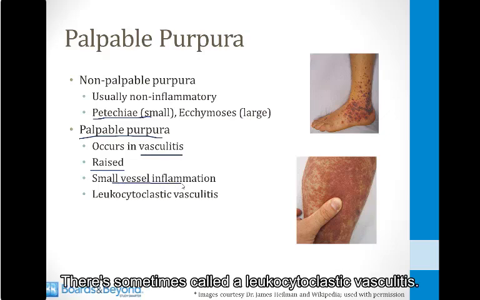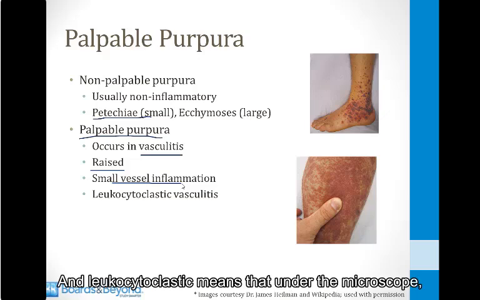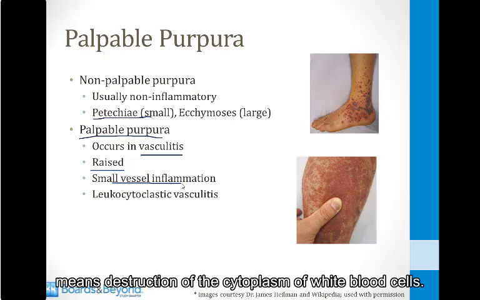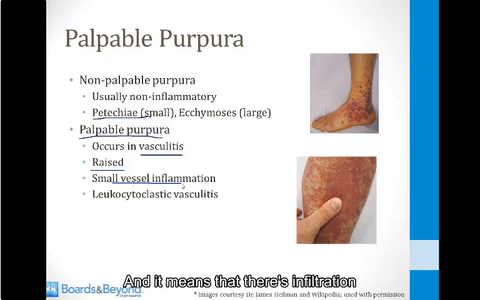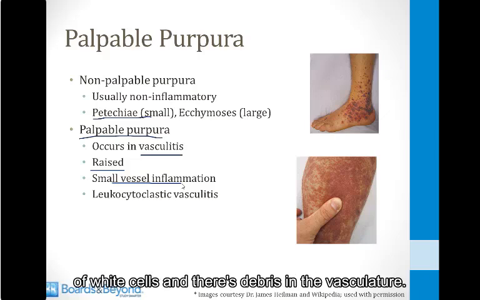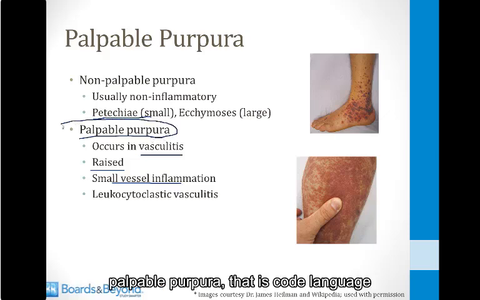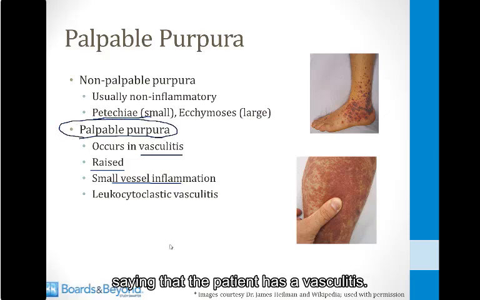They're sometimes called a leukocytoclastic vasculitis, and leukocytoclastic means that under the microscope you can see leukocytoclasis, which literally means destruction of the cytoplasm of white blood cells, and it means that there's infiltration of white cells and there's debris in the vasculature. So anytime you see a board question that describes palpable purpura, that is code language saying that the patient has a vasculitis, most likely one of the syndromes we're going to talk about in this module here.